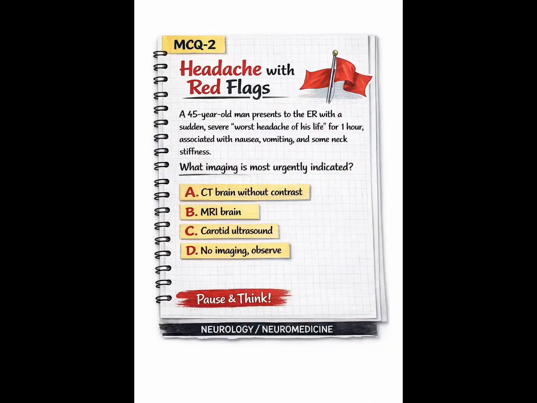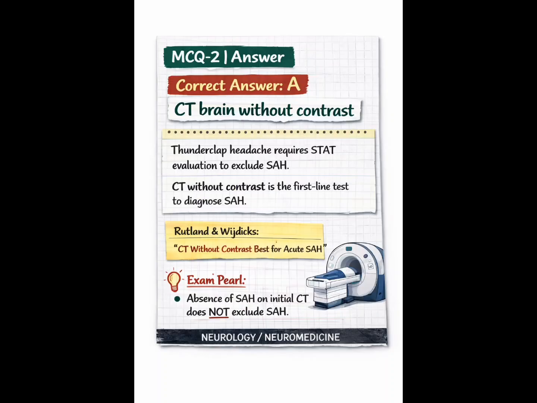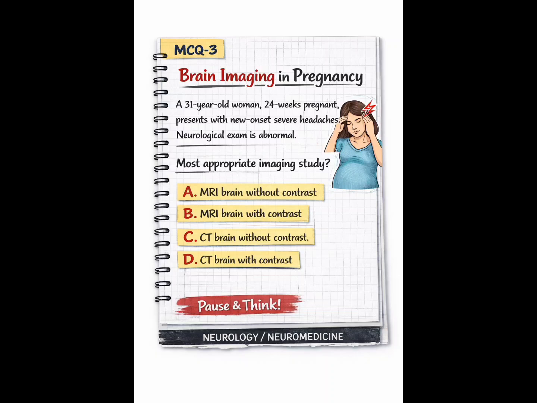Let us move to MCQ number 2. A patient presents with sudden onset of the worst headache of life. What diagnosis must be excluded here? Think and think again. The answer is subarachnoid hemorrhage, as non-contrast CT is most sensitive for acute blood in early hours. Let us move to MCQ number 3.